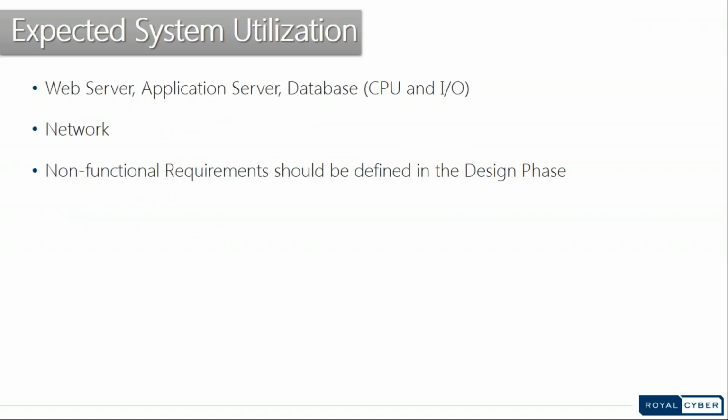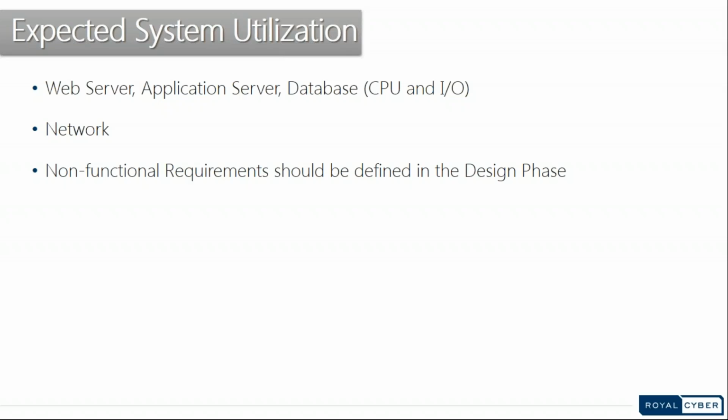Expected system utilization, so web server, application server, database. So these are actually the three main tiers. If I include Solr, that is again at the back end, an application server. So these are the tiers whose parameters play an important role in any website, in any WebSphere Commerce website response time.